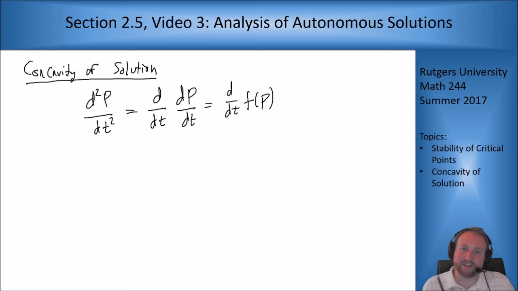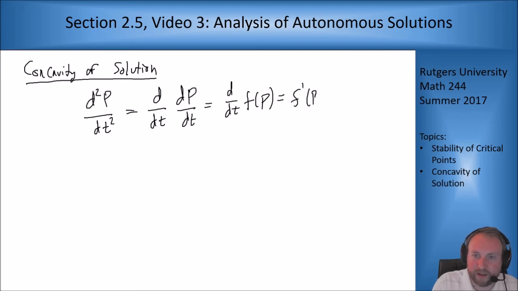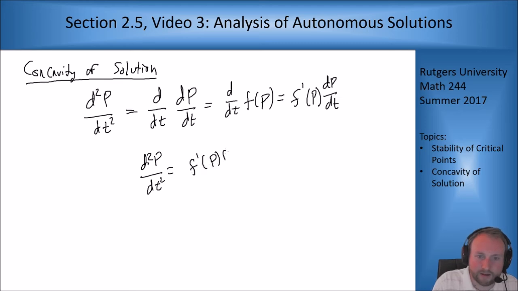And no, this is not 0, right? We know f does not depend on t explicitly, but it does depend on t implicitly through p. So by the chain rule, this is f prime of p times dp/dt. So the concavity, or the second derivative, is f prime of p times f of p.